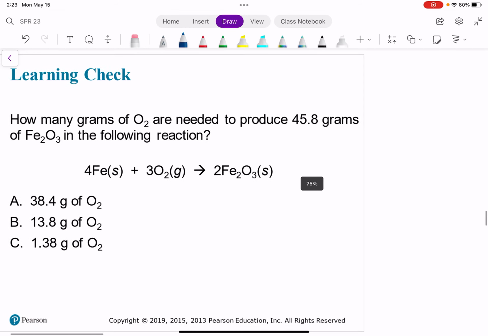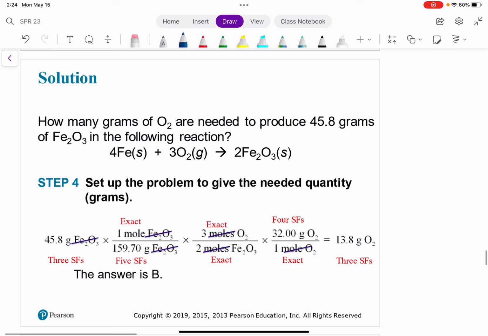Go ahead and pause the video. All right, let's take a look at this. So we start with 45.8 grams of what? Fe2O3. So that's my product. That's this here. So we start with that many grams of my product, and we want to get to grams of oxygen. So this is kind of going the other way. Okay, so we want to get to this stuff in blue.